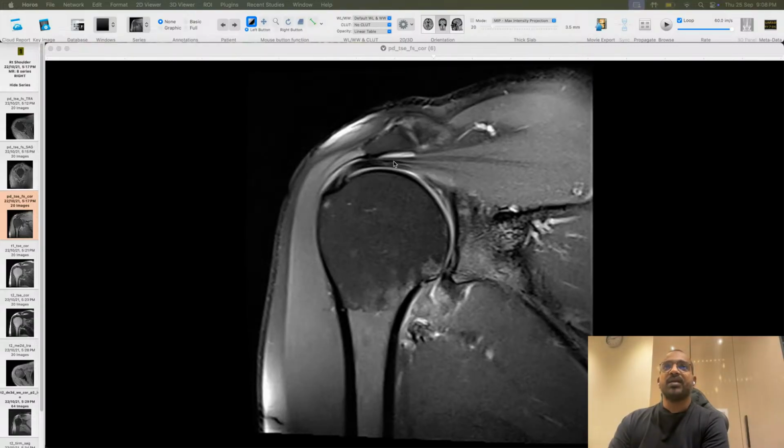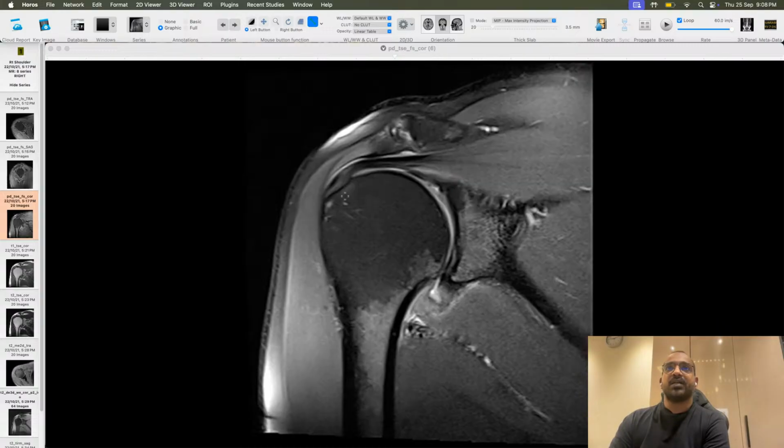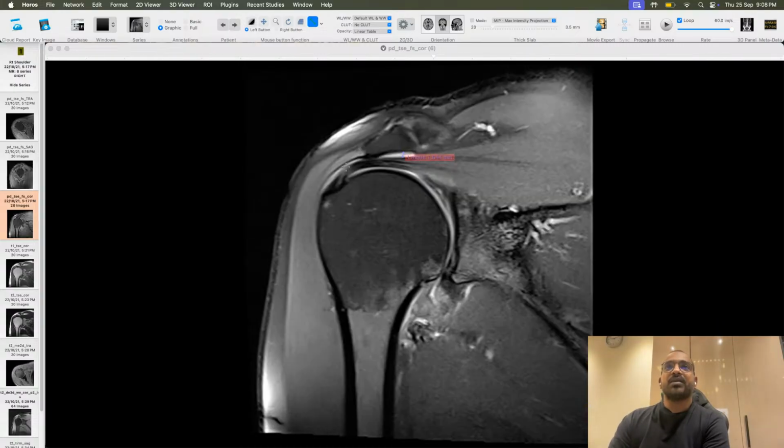If we go a bit medially, the space is preserved and it is filled with fluid. This is the subacromial subdeltoid bursa, or subacromial bursa to say. So this is the fluid within the bursa. And if you see, the space between the supraspinatus tendon and the tip of the acromion is reduced here. So there is mild impingement of the supraspinatus tendon. Next, if we come here, we see a hyperintense signal on our coronal image in the distal, critical zone of the supraspinatus tendon.